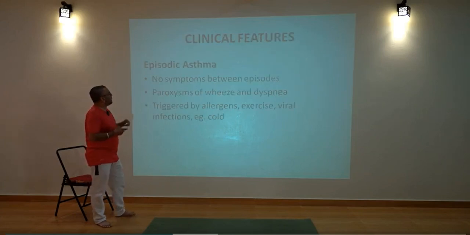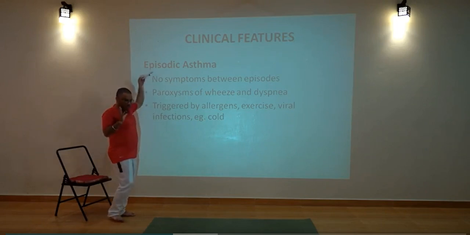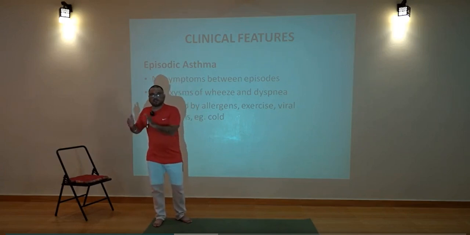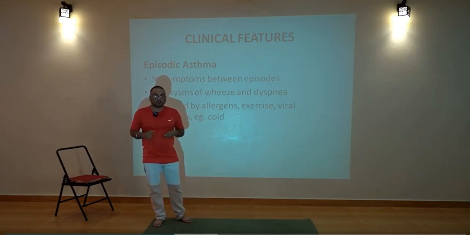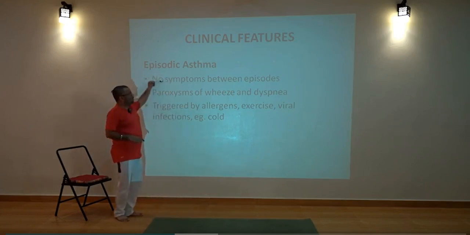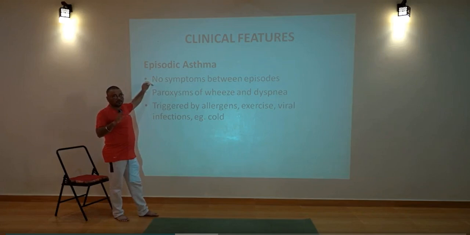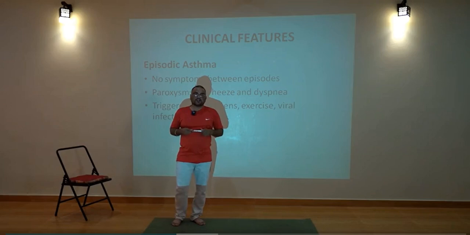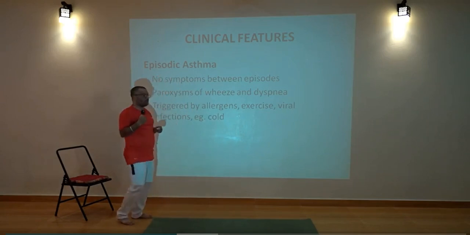Clinical feature: episodic asthma, which comes at intervals, for a short duration of time, after which the symptoms disappear. Then it comes again, so it occurs in episodes, with no symptoms between the episodes. Paroxysm of wheeze and dyspnea. Dyspnea means a disturbance in the oxygen level of your body, right?